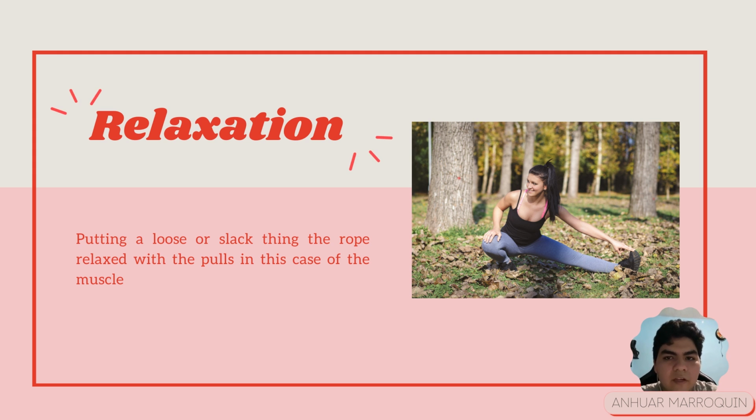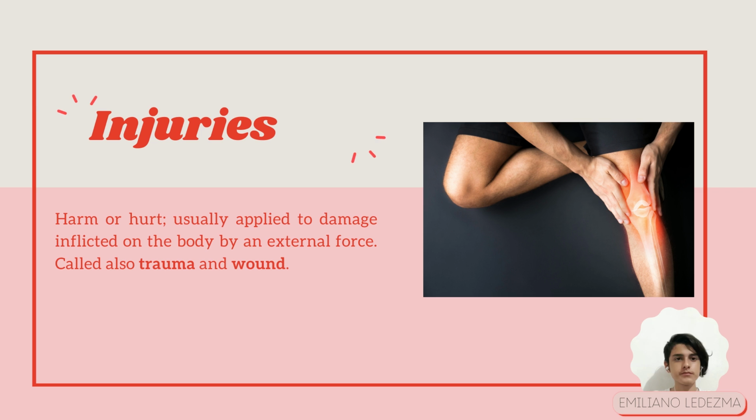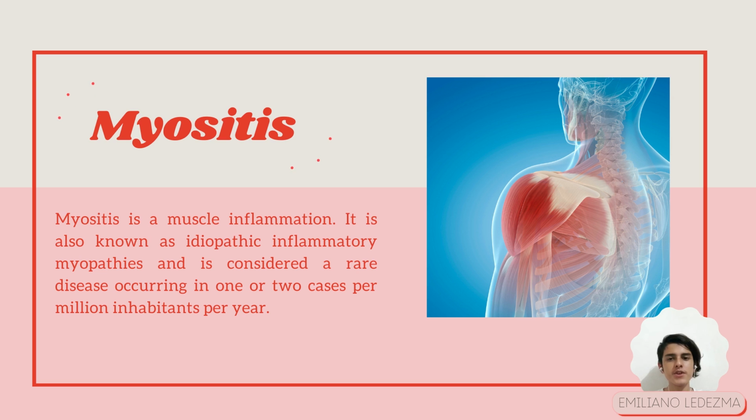Relaxation. Putting a loose or slack thing; the rope relaxes with the pull, in this case of muscle. Injuries. Harm or hurt, usually applied to damage inflicted on the body by an external force. Called also trauma and wound. Myositis. Myositis is a muscle inflammation. It is also known as idiopathic inflammatory myopathies and is considered a rare disease occurring in 1 or 2 cases per million inhabitants per year.